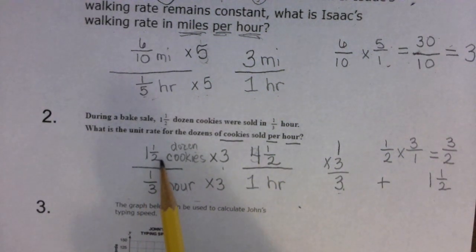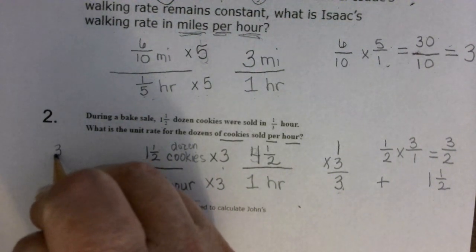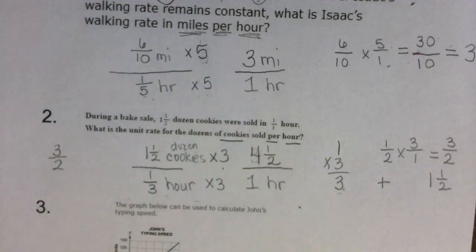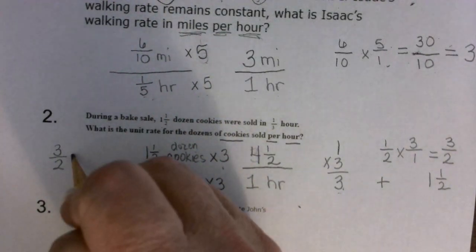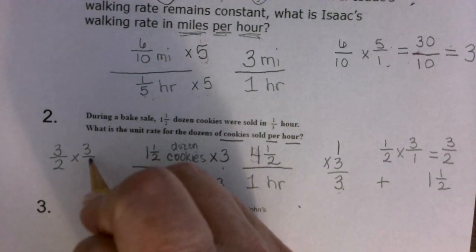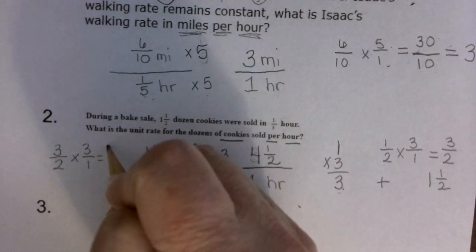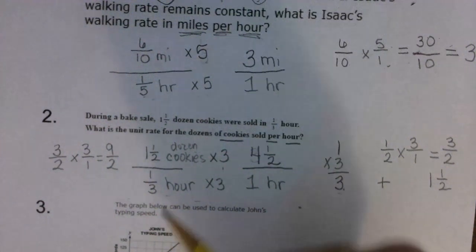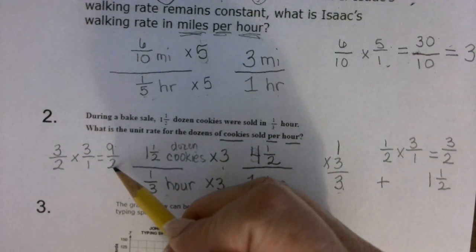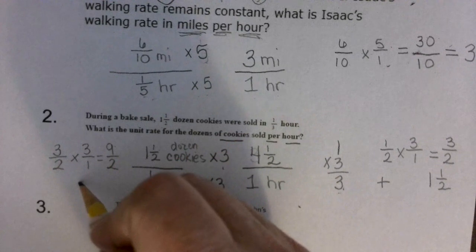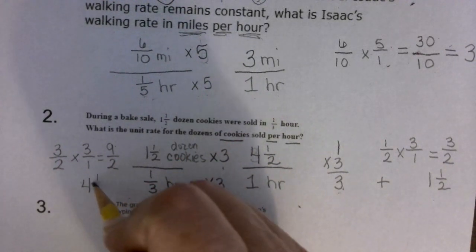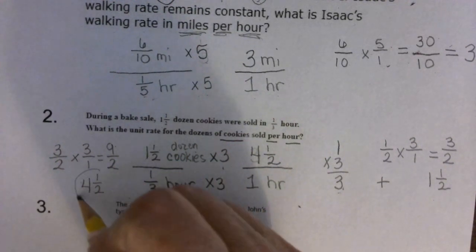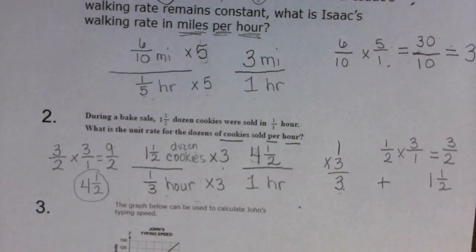You could also change this if you wanted to, do 2 times 1 plus 1 to get 3 halves, and then multiply that by 3 over 1, and that would be 9 halves. And if you divide 9 by 2, 2 goes into 9 4 times with 1/2 left over. So you can do it either way.